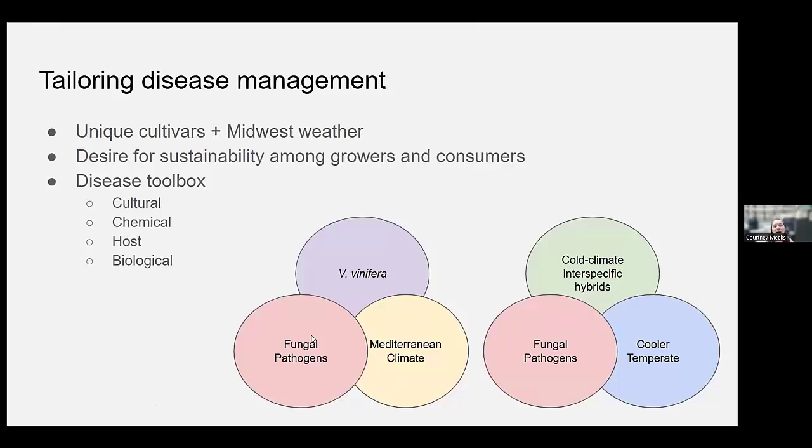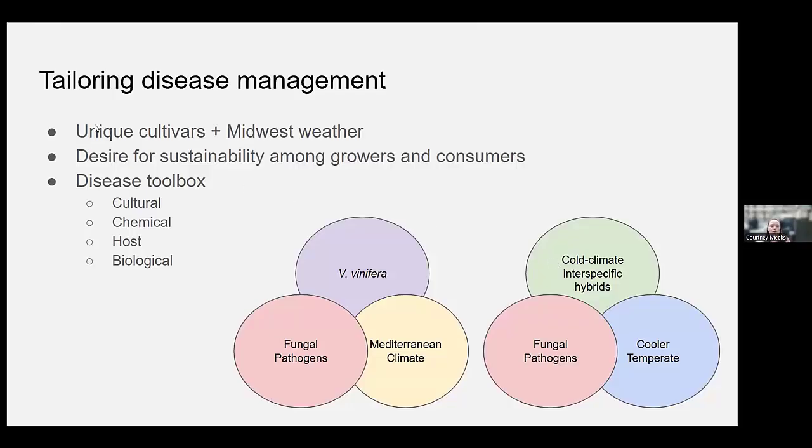My research was kind of tailoring disease and understanding disease management. So if we think about the disease triangle, this is a more interpretive image here, but we have the same fungal pathogens. The same fungal pathogens are infecting cold climate interspecific hybrids, just as they are European wine grapes. But our environmental conditions, we are not in the Mediterranean. Some days I wish I was in the Mediterranean, but we are not. We have a cool, temperate climate, and our hosts are very different. And so in order to be sustainable, we need to understand disease in the Midwest.